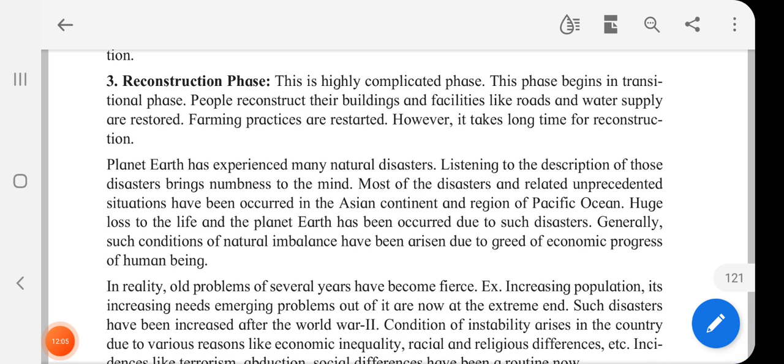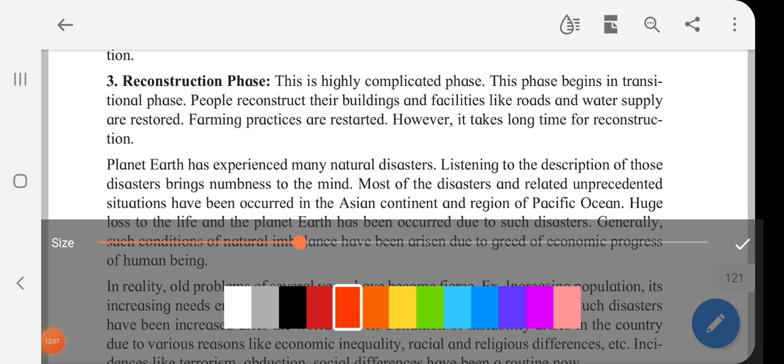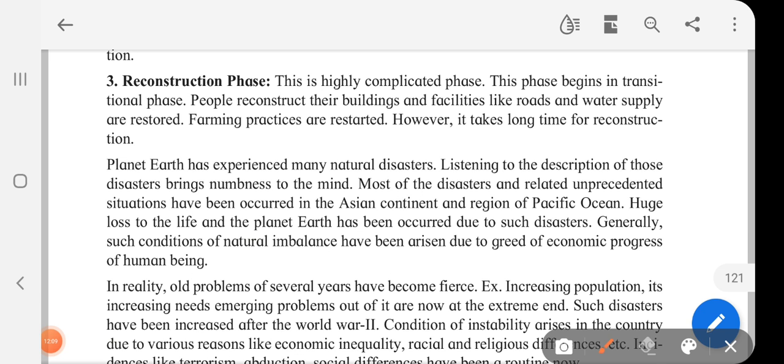Now there comes the third one, the reconstruction phase. So this is a highly complicated phase. This phase begins in the transitional phase. People reconstruct their buildings and facilities like roads and water supply. Farming practices are restarted. However, it takes a long time for reconstruction.